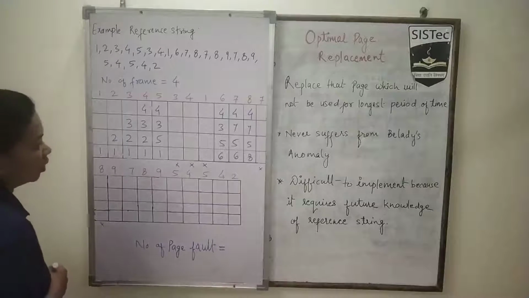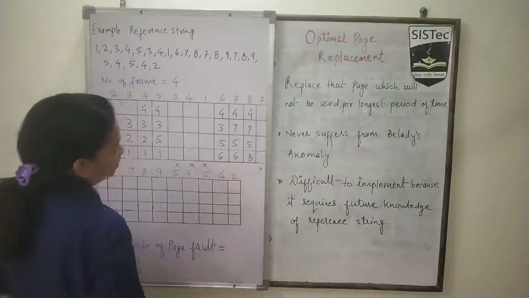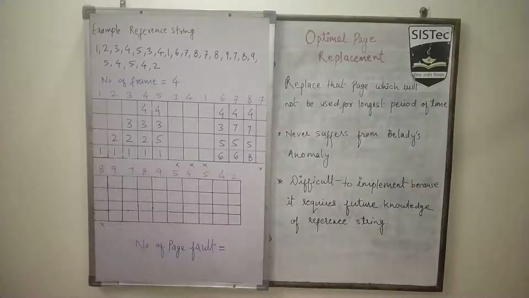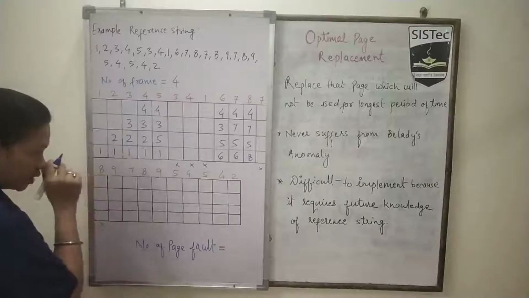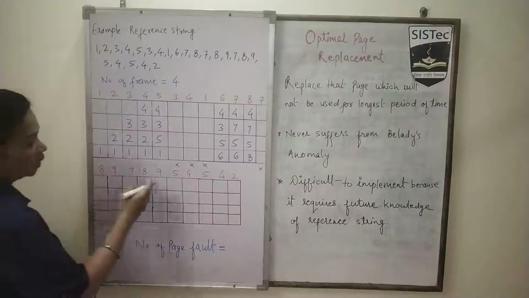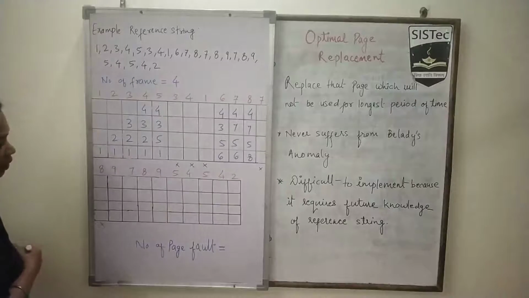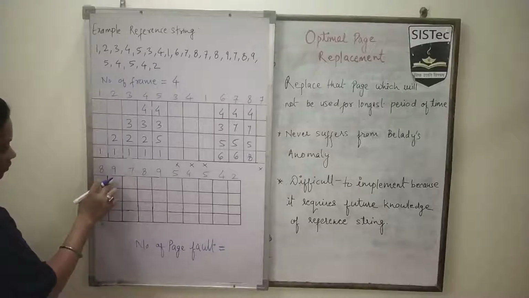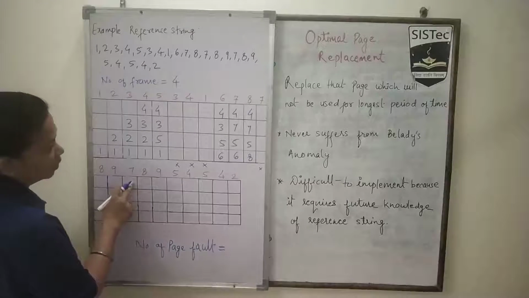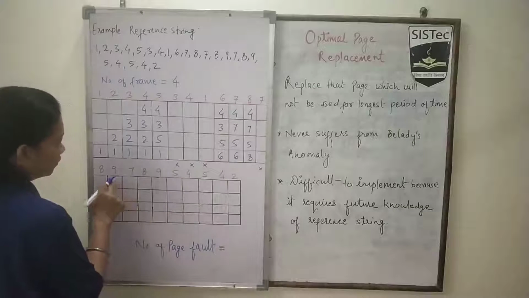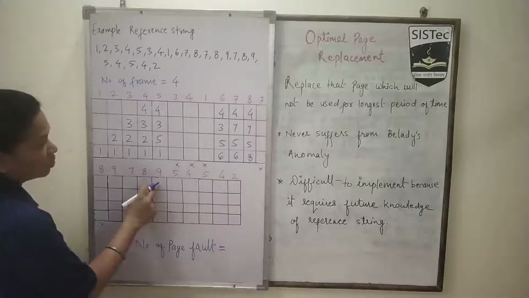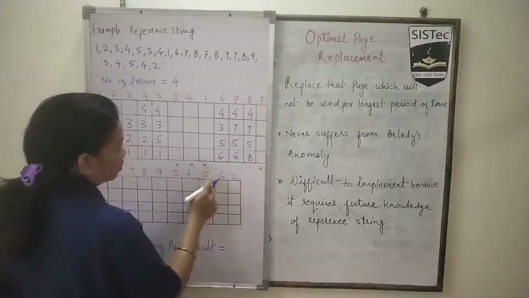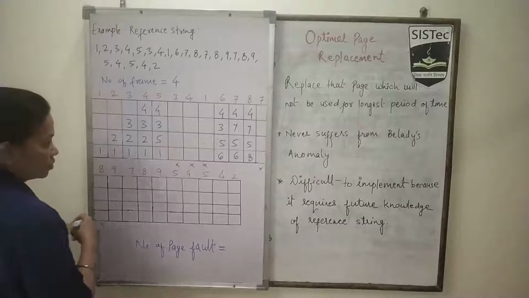Right. So now we check which page can be replaced or which page can be removed from the frame, from all these 4 pages. So we have to check the reference string further. See, page number 7 is going to be used after 9. 8 is also going to be used. 7 which is not going to be used, and 4 is going to be used after some time.